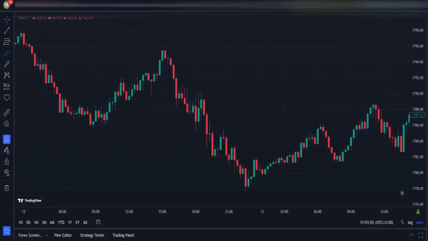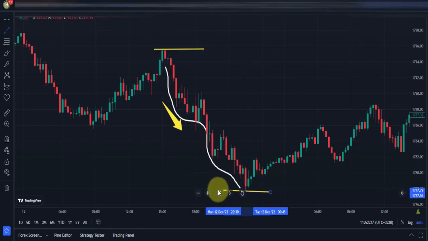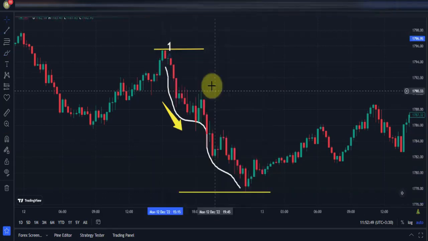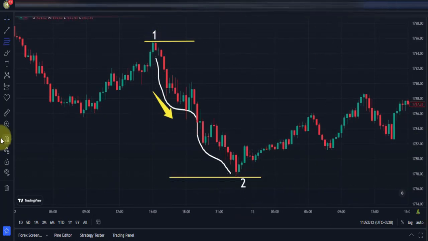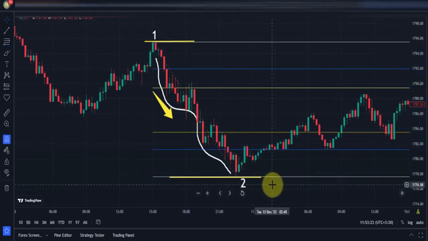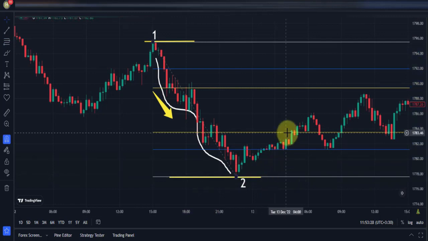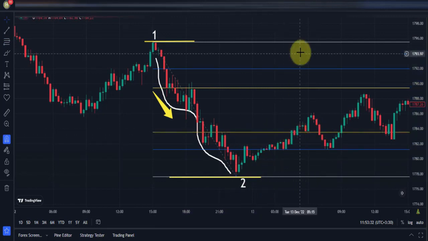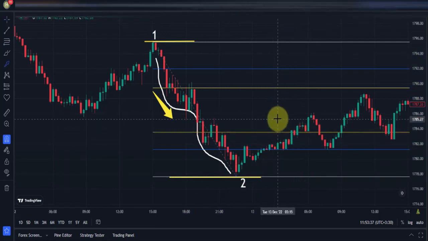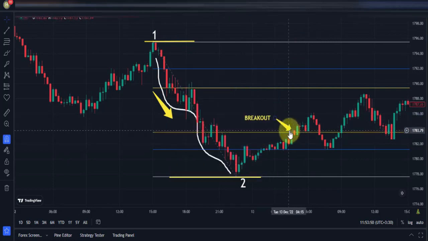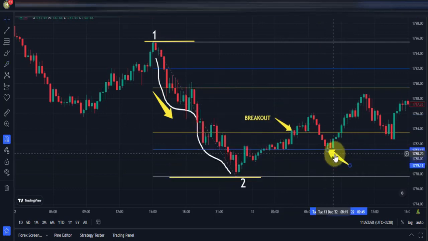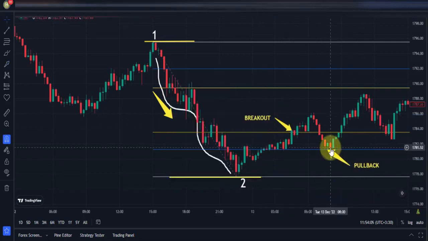Now let's test this strategy together in the real market. There's a bearish wave here. We will use the high and low of this wave, and draw the Fibonacci from high to low. Now we have to wait for the conditions to enter a buy trade. That is, we should wait for the breakout of the lower yellow line, which happened here. And after that, the price has pulled back to the blue line, which has created the conditions to enter a buy trade at this price.